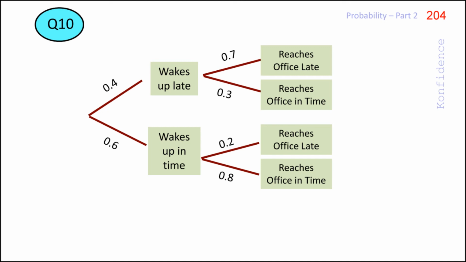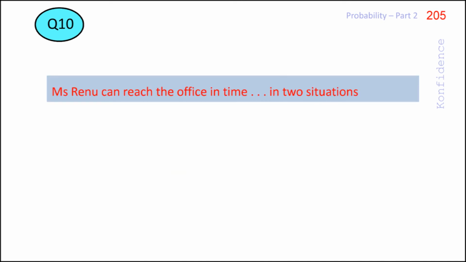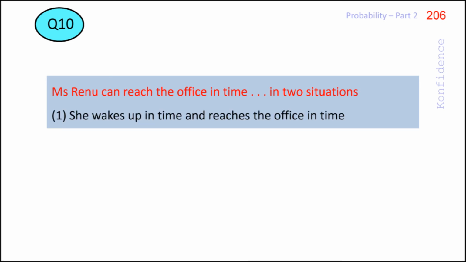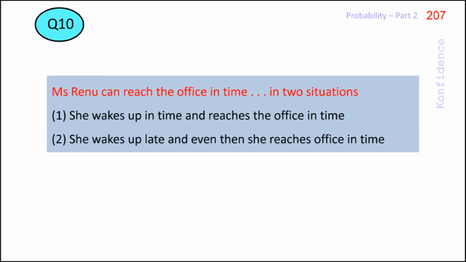We are interested in finding the probability of Miss Renu reaching the office in time. Miss Renu can reach the office in time under two situations. She wakes up in time and reaches the office in time, and she wakes up late and still reaches the office in time. Waking up in time and waking up late cannot happen together. As such, these two are mutually exclusive.